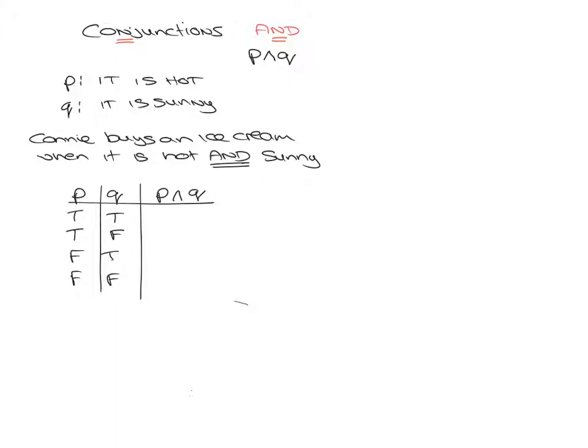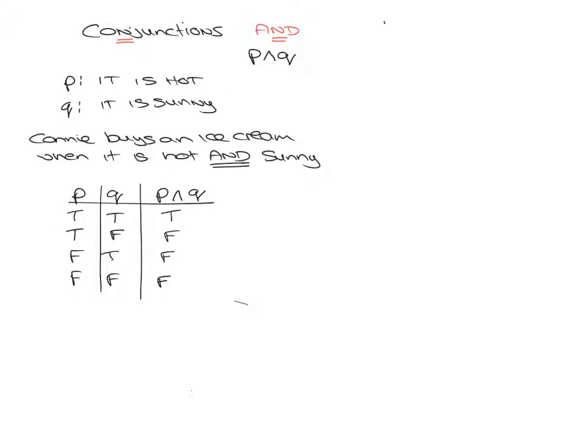Now the and means that the conjunction is only true if P is true and Q is true, like the first line. In the second line, because Q is false, the conjunction is false. In the third line, P is false, so the conjunction is false. And in the fourth line, they're both false, so the conjunction is still false. Doesn't matter that they're the same, because they're false, the conjunction is false.